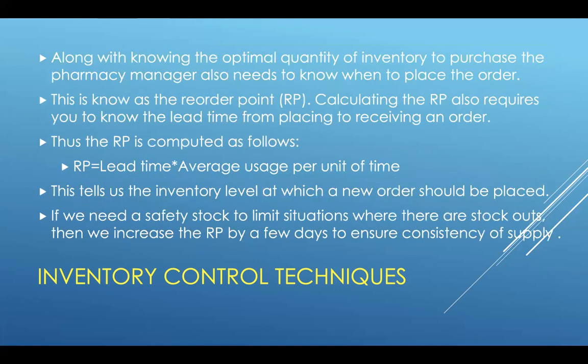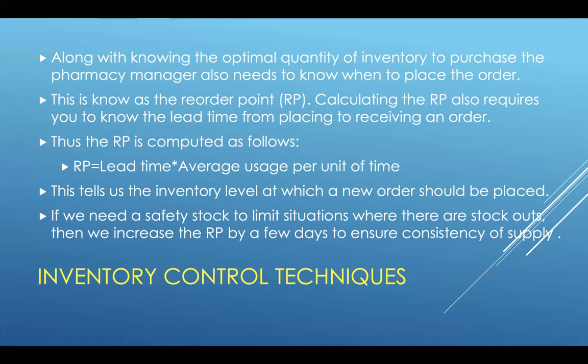Along with knowing the optimal quantity of inventory to purchase, we also need to know when to place the order. Because we're doing just-in-time ordering, we need to develop reorder points. Calculating a reorder point also requires us to know the lead time from placing to receiving an order. Thus, the reorder point is computed as the lead time times the average usage per unit of time. So when can we expect that inventory? This tells us the inventory level at which a new order should be placed.